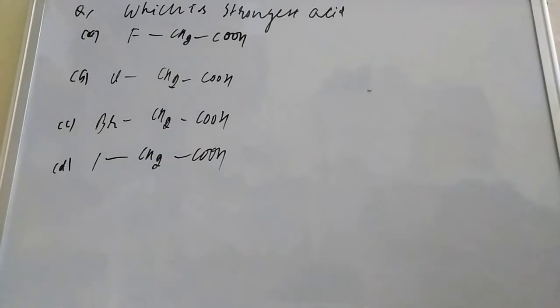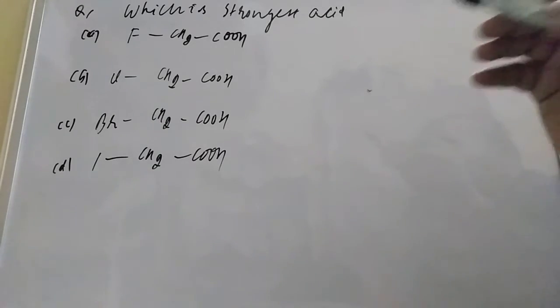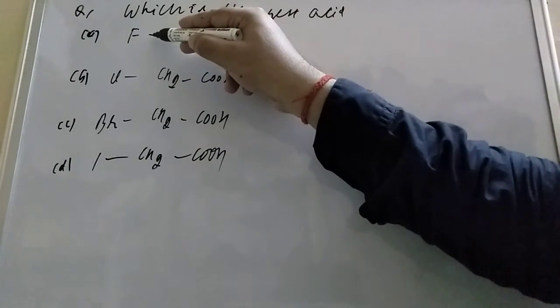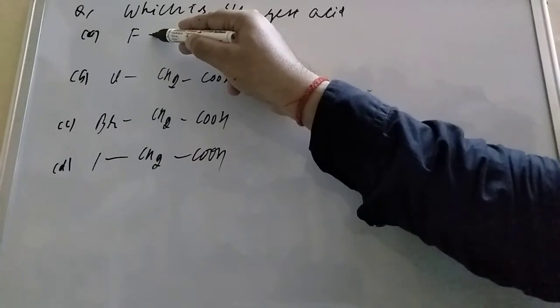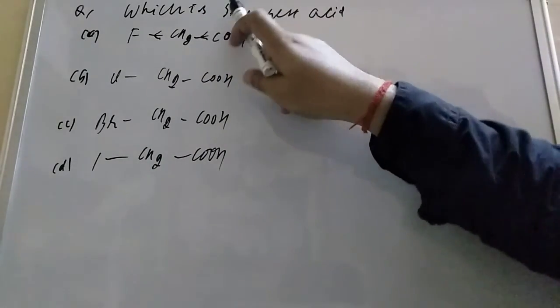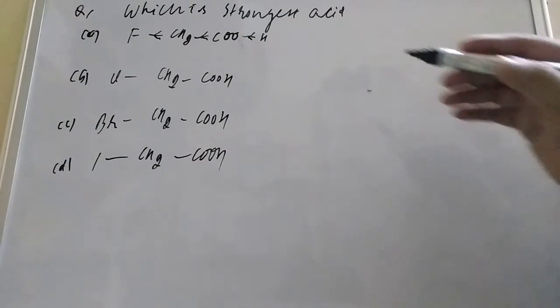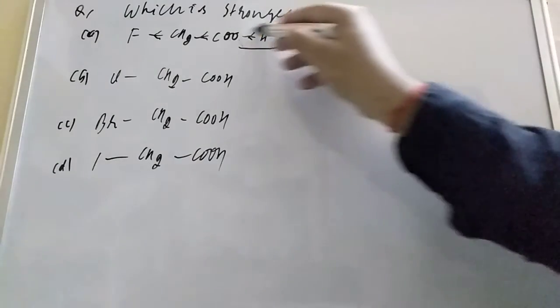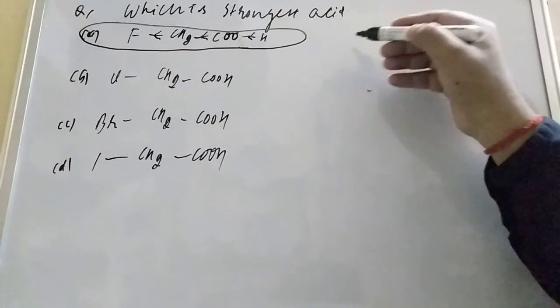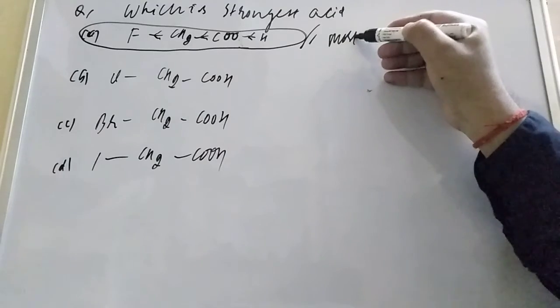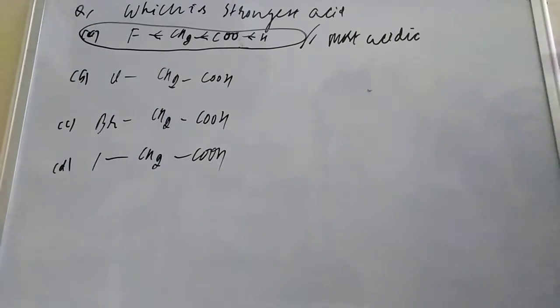Dear friends, we have to find which is the strongest acid. Which one will pull the electron easily? You see, students, fluorine is the most electronegative atom, so it will pull the electron. So what will happen? The OH bond will become weak. Compared to all, this is the most acidic. Most acidic means the compound which gives the H plus ion easily.